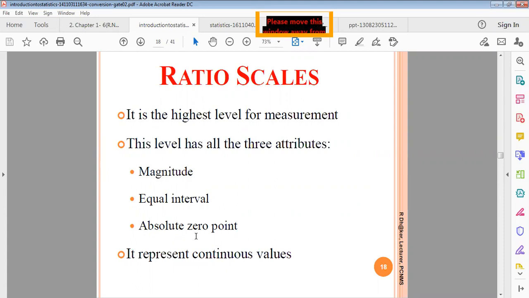Now the ratio scale, what is the ratio scale? It is the highest level of measurement, ratio. This level has all the three attributes. That means magnitudes, equal intervals, and absolute zero point. It represents continuous values also.